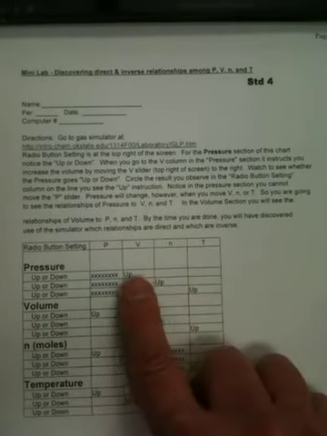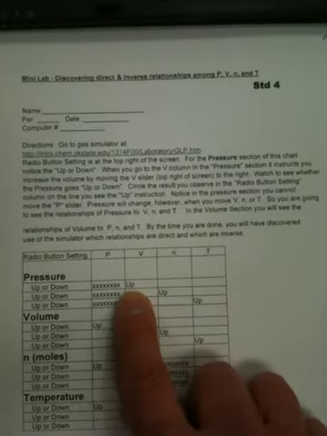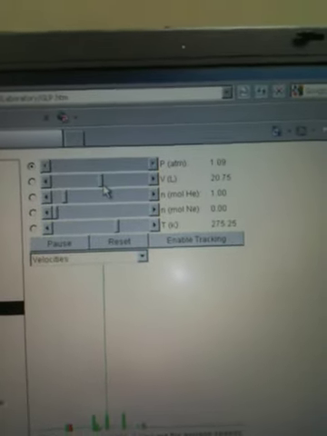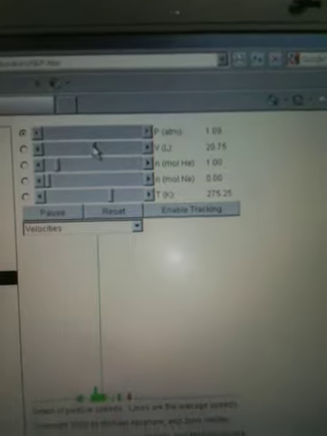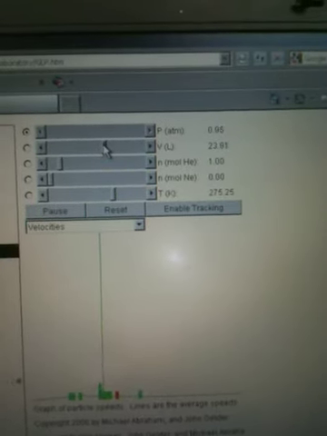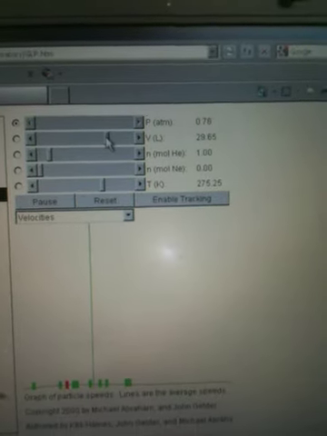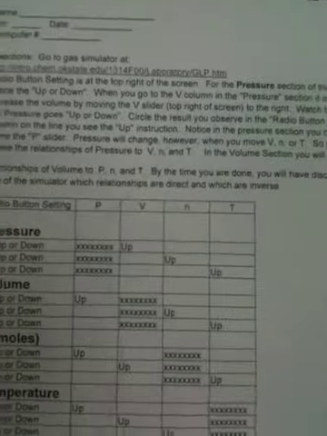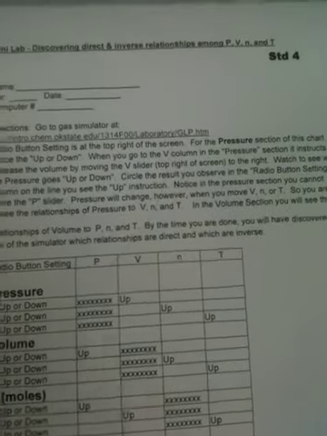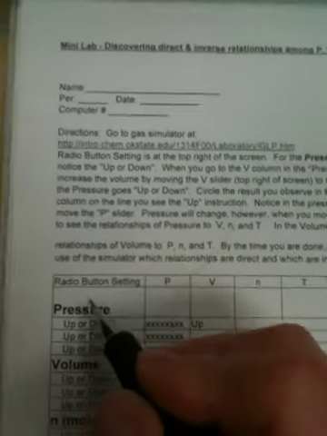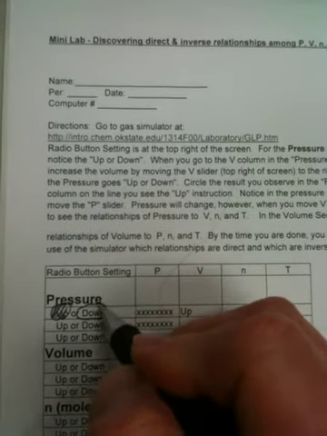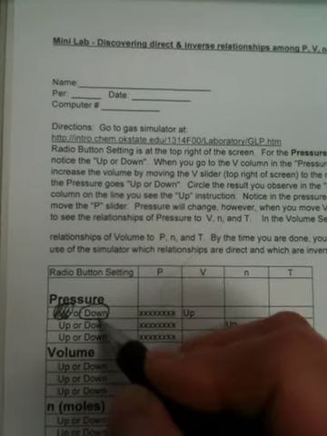Now let's take the very first one here, the volume and the pressure. Now let's look at the gas simulator. And you're going to see in the gas simulator what happens when we move the volume up. So we're going to click on volume here and hold it and move it to the right. Did you see what's happening to the numbers there? I'm moving it up and the pressure is going down. So I come back over here to my lab sheet and I'm going to circle down, because when the volume went up, the pressure went down.